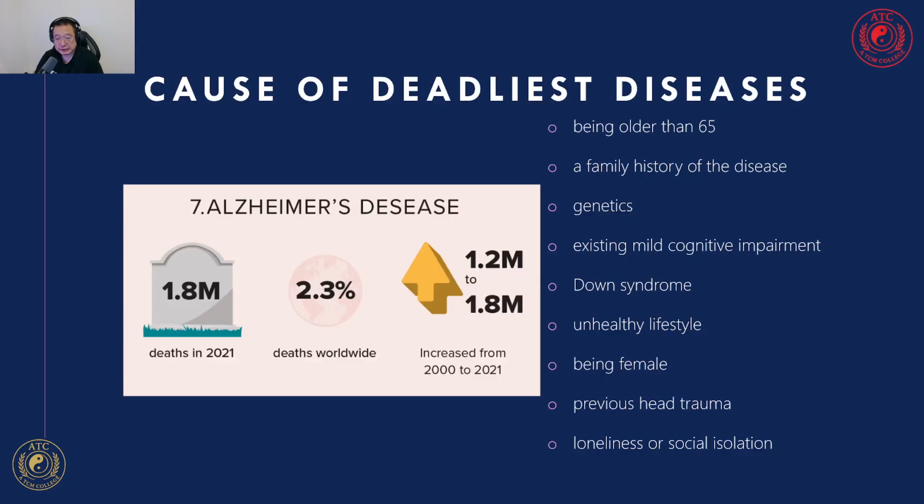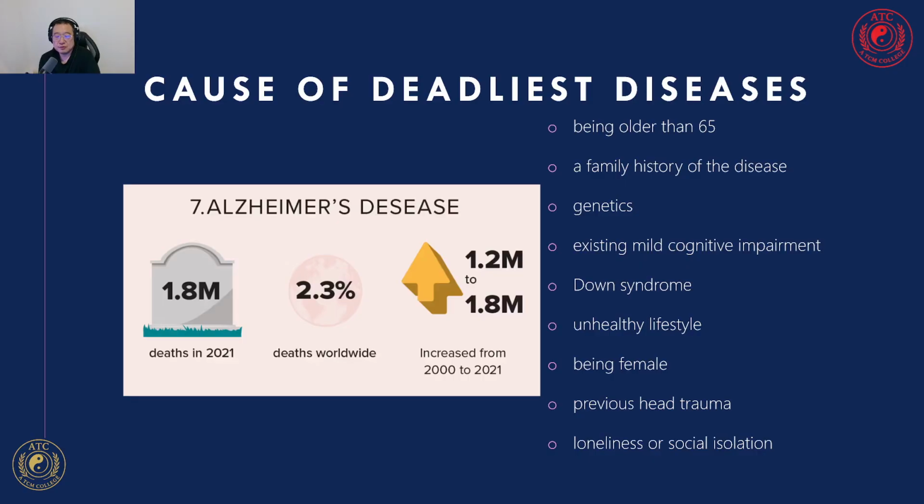And let's have a look at number 7, Alzheimer's disease. That's what I care a lot about, because Alzheimer's disease is the number 7 killer in the world and also in the United States. The death toll is over 1 million, 1.8 million, nearly 2 million people die because of Alzheimer's disease. Worldwide, it accounts for 2.3% of deaths, and it increased fast from 2000 to 2021, from 1.2 million to 1.8 million.